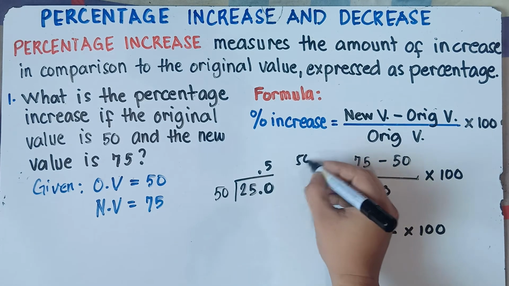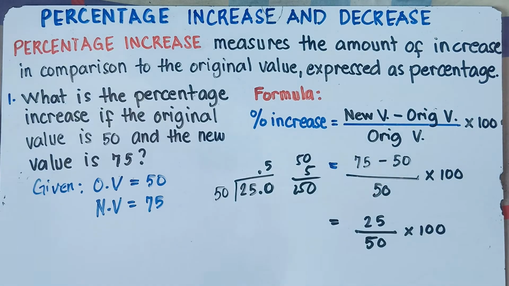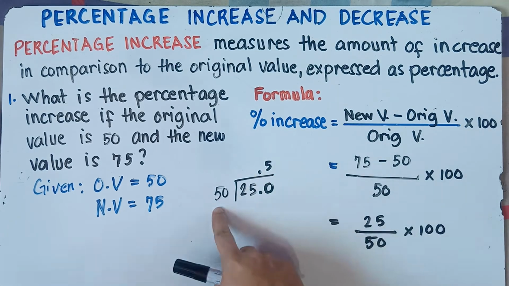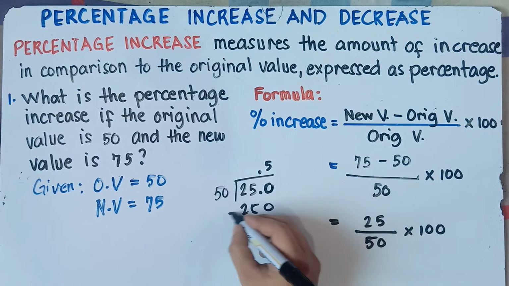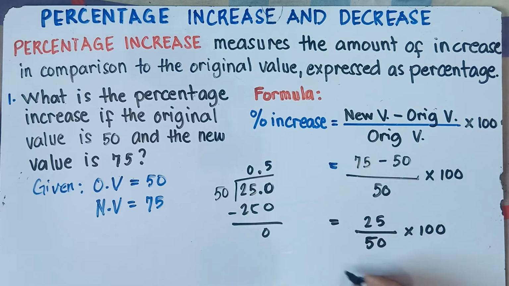Because 5 times 50 would be 250. Let's double check. 50 times 5. 5 times 0 is 0. 5 times 5 is 25. So 250. And then subtract 250 minus 250, that would be 0. So therefore, our answer is 0.5. Then you multiply it by 100. So 0.5 times 100. Once you multiply a decimal by 100, just simply move the decimal point to the right twice, and that would be your answer. That would be 50%.